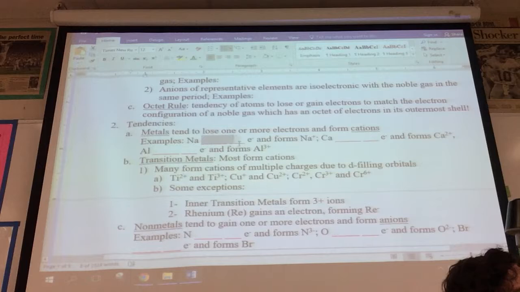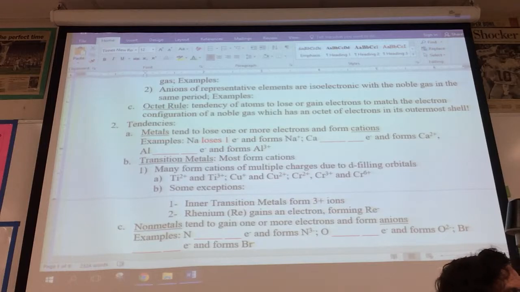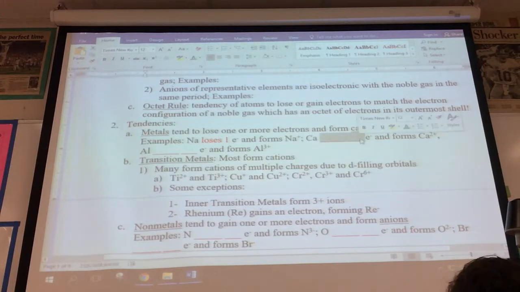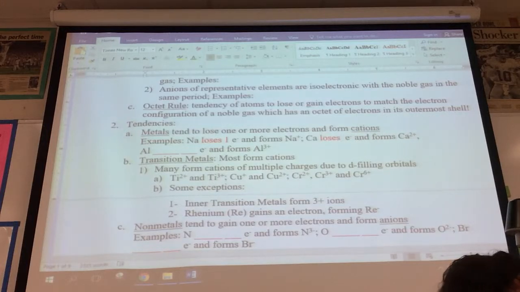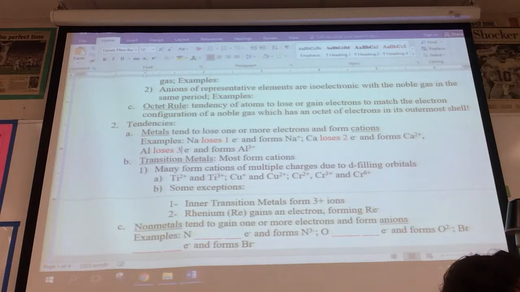For example, sodium is in group 1. How many electrons will it lose? It has 1 valence electron, so it's going to lose 1 and form an ion with a 1+ charge. Calcium loses 2 electrons and forms an ion with a 2+ charge. Aluminum loses 3 electrons and forms aluminum with a 3+ charge.